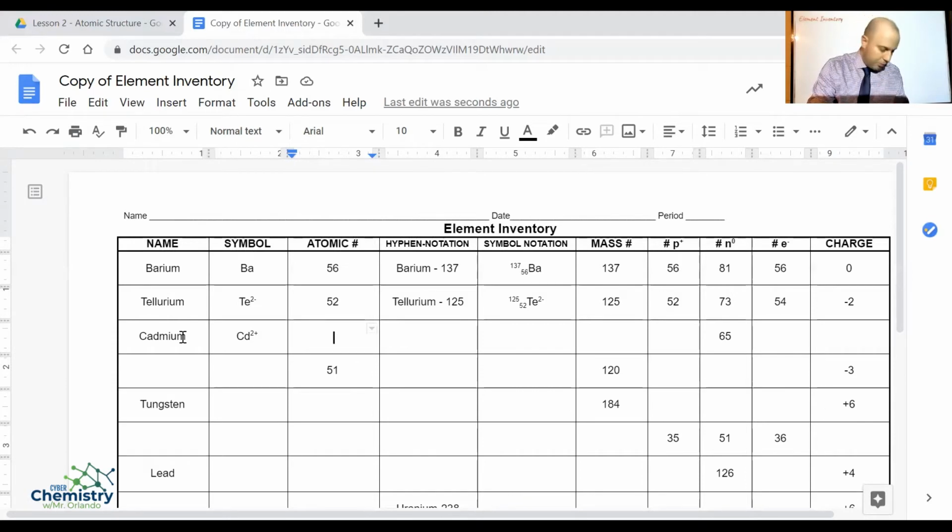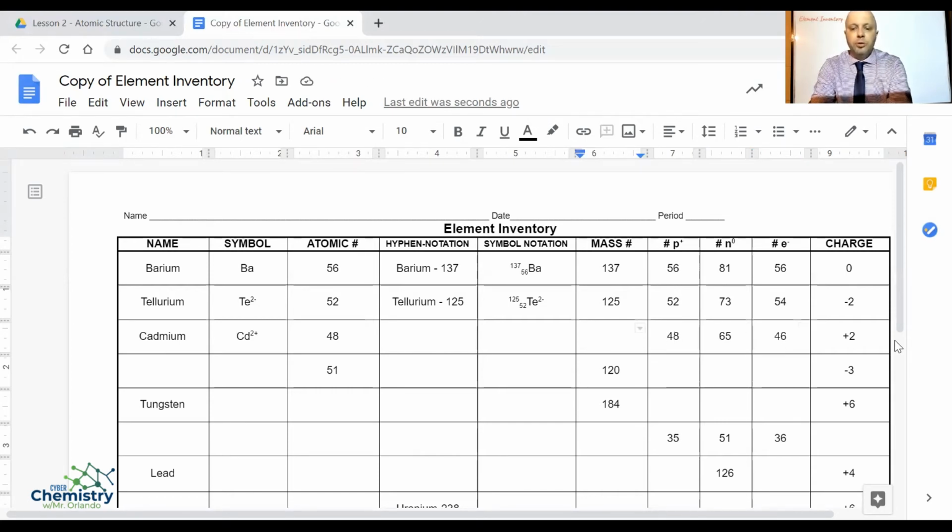If you look on the periodic table, you'll find that cadmium is atomic number 48, which means that it has 48 protons. Over on the element symbol part, all the way over here, we saw that it has a 2+ charge. So we can write that as either +2 or 2+ in our last column. If our charge is 2+, that means we have more protons than we have electrons. So if I have 48 protons and I have more than I have electrons, I must have 46 electrons.